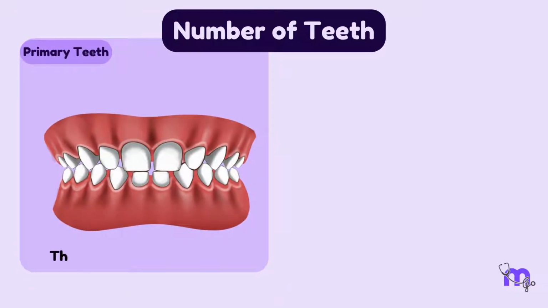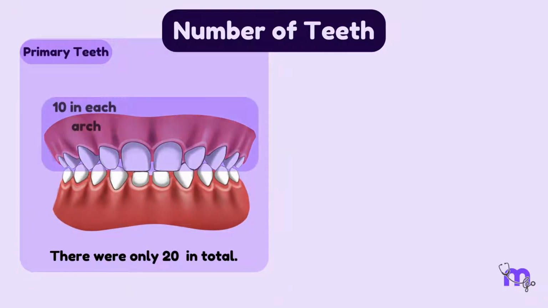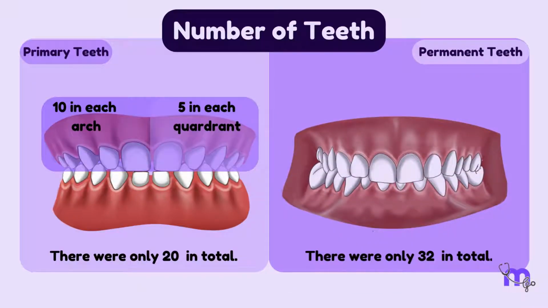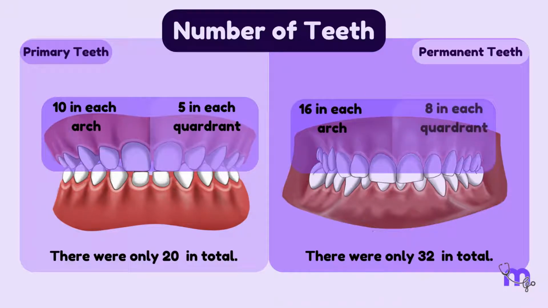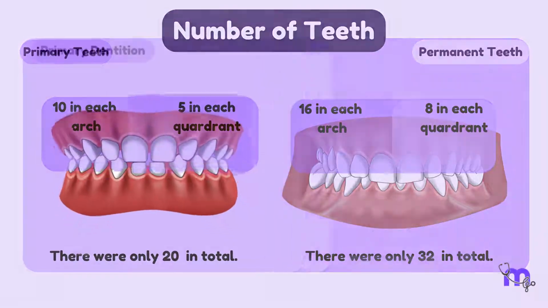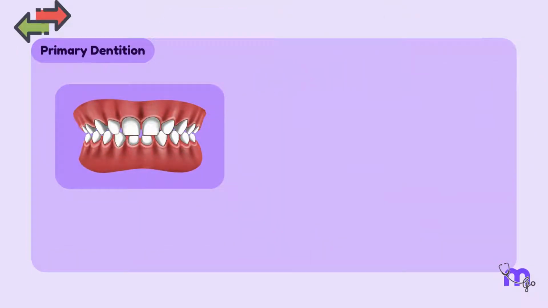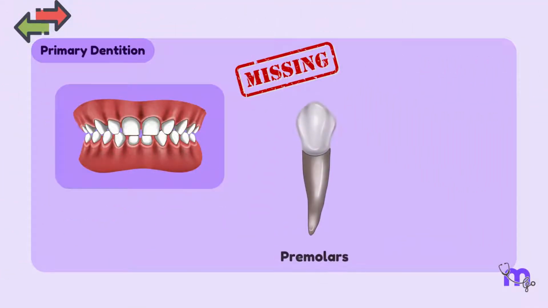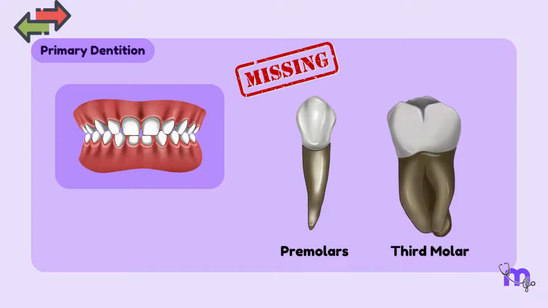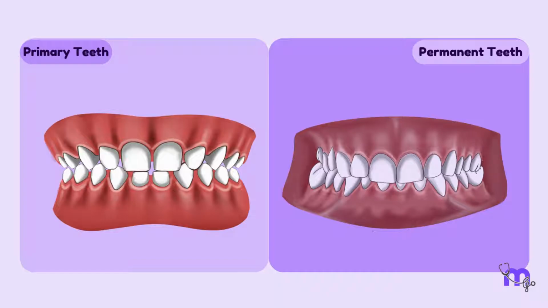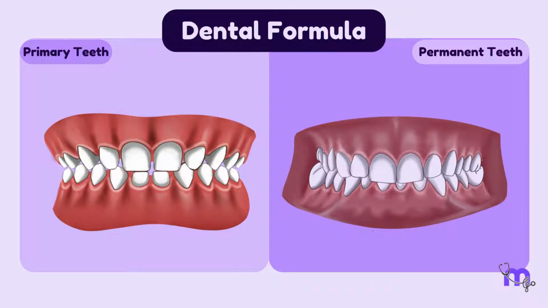Primary teeth were only 20 in number, 10 in each arch, and 5 in each quadrant, while the permanent teeth were 32 in total, 16 in each arch, and 8 in each quadrant. The difference in the number was because of the absence of premolars and a third molar in the primary dentition. Based on this difference, the dental formula is as follows.